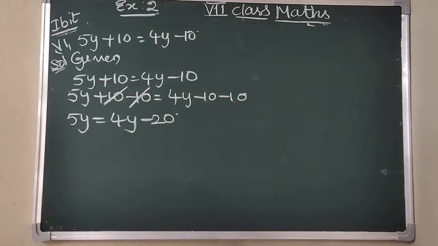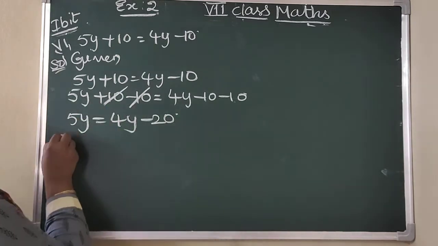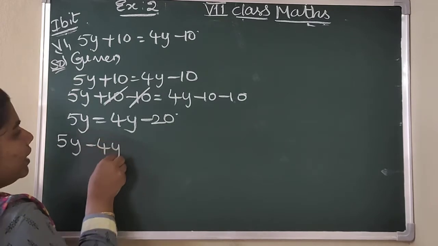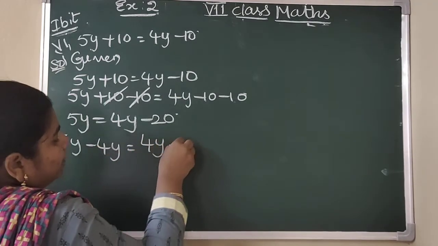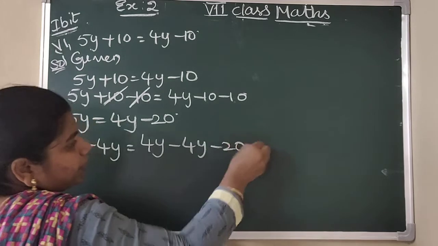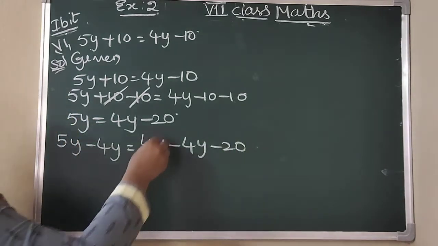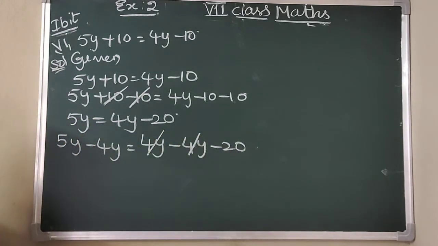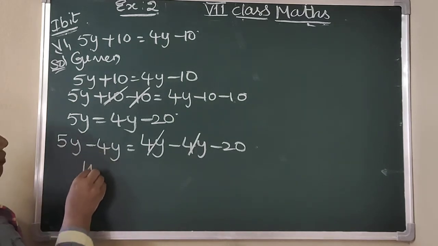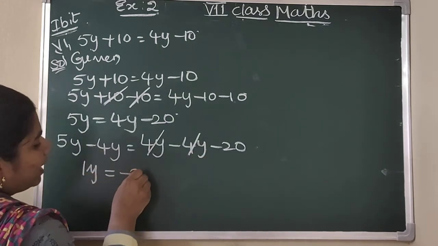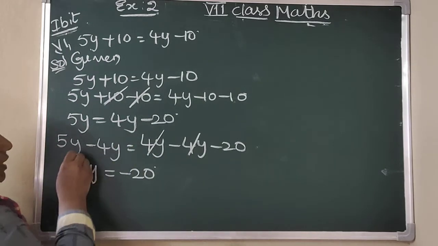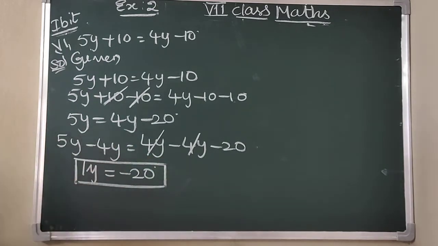Now which number do I have to eliminate? I have to eliminate 4y. How to eliminate? This is plus 4y, so I have to subtract 4y on both sides. So 5y minus 4y is equal to 4y minus 4y minus 20. Here plus 4y minus 4y will get cancelled. 5 minus 4 is 1y is equal to minus 20. So what is the answer here? The y value we got is minus 20. 1y is nothing but y itself.